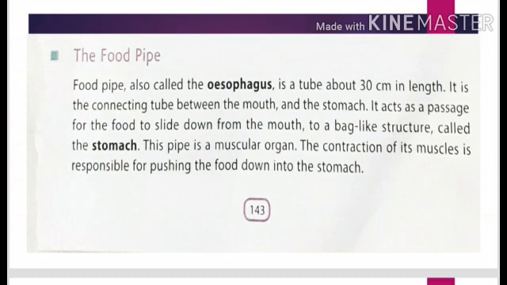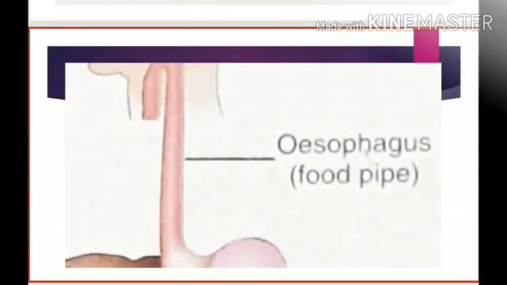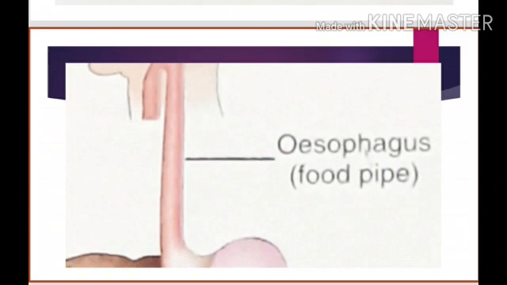This pipe is muscular, and the contraction and relaxation of these muscles help the food to slide down into the stomach. This is all about the food pipe or oesophagus. Now you are going to see the visual of this food pipe. See, this is a muscular organ, and the half cut portion is actually the windpipe, which is present at the front of the food pipe.